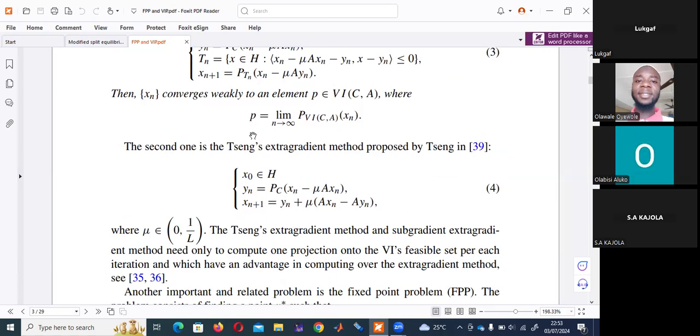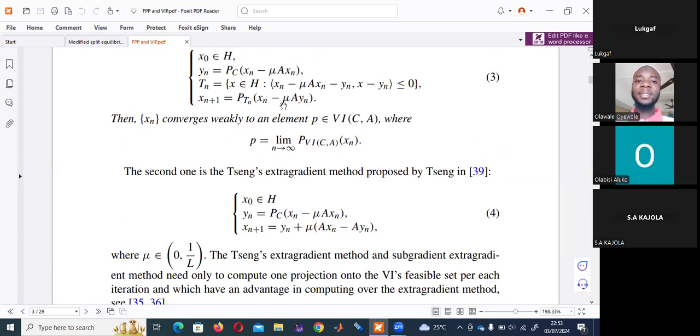Why is it extragradient? Because A appears twice in the sequence. This is one A, this is one A. Here it is also extragradient because in the first step there's A, and in the second step there's A as well. So that's why it's extragradient.